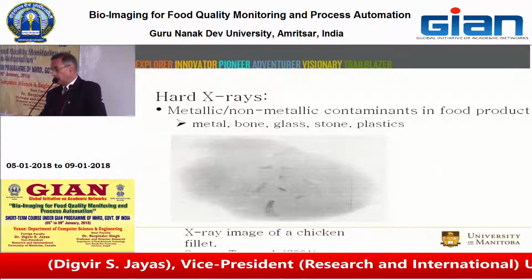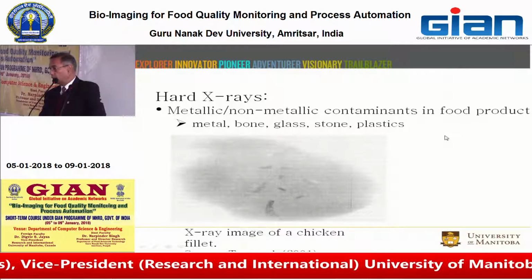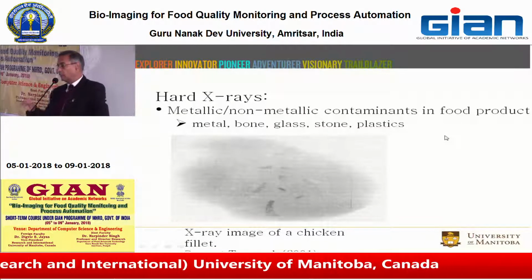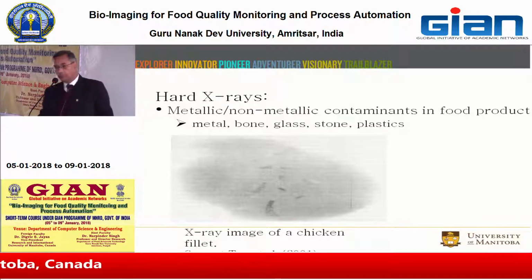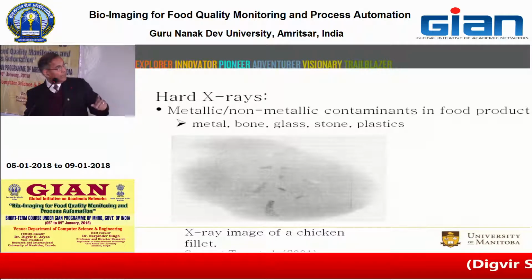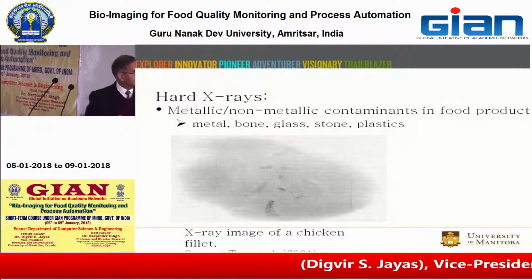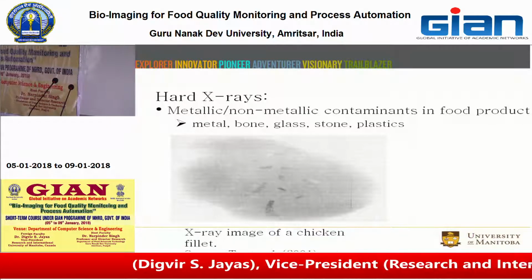Okay. Other examples I have mentioned are the hard X-rays for metallic or non-metallic contamination in food products. So metal, bone, glass, stone, plastic, all those can end up in the food product. So you can use the hard X-rays for that purpose.